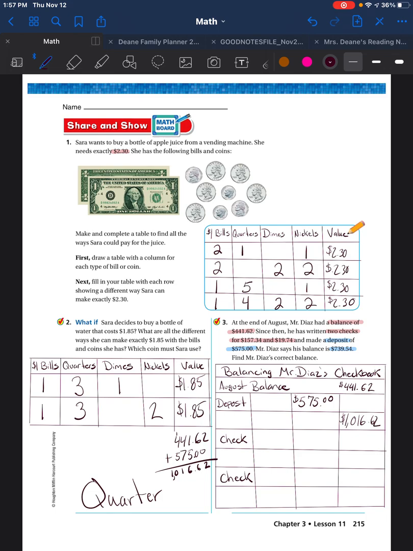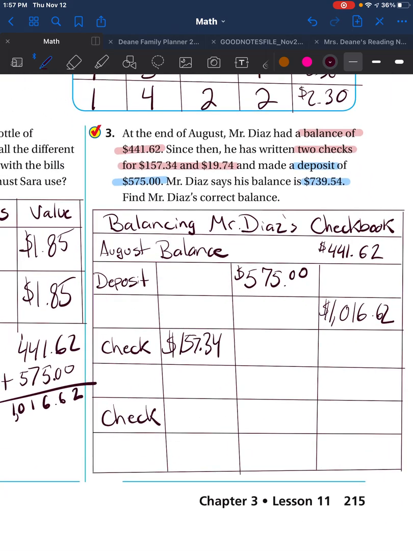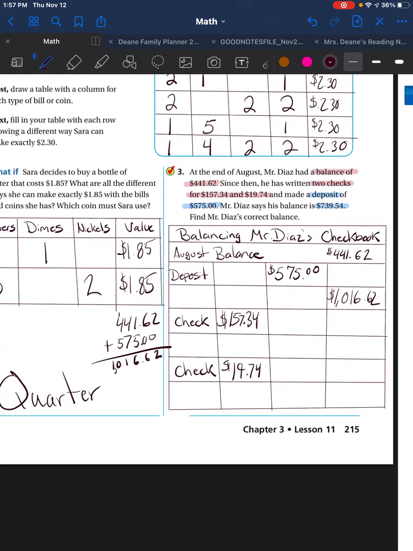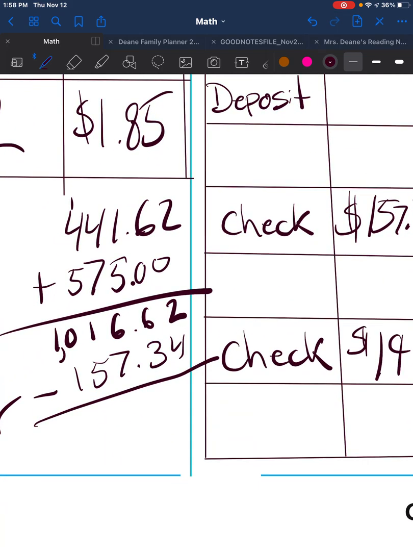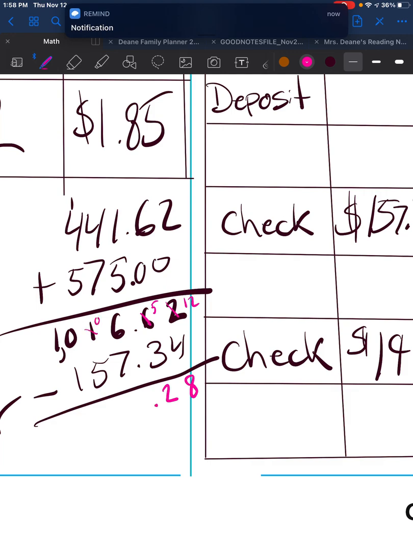But remember, he did write 2 checks out. So he wrote a check out for $157.34. Oops, forgot my 7 in there. And a check for $19.74. So we now have to take and subtract each of those one at a time, not all at once. So we gotta borrow. 12 minus 4 is 8. 5 minus 3 is 2. Borrow.